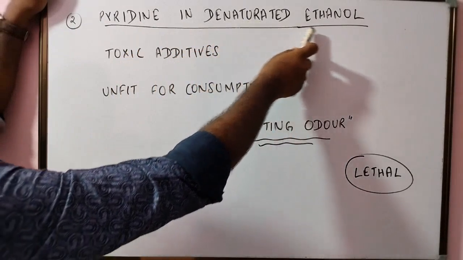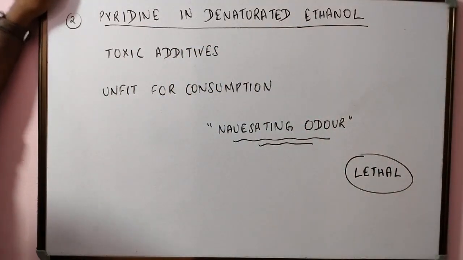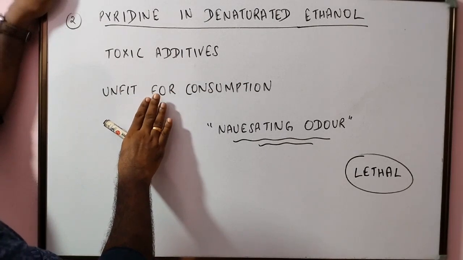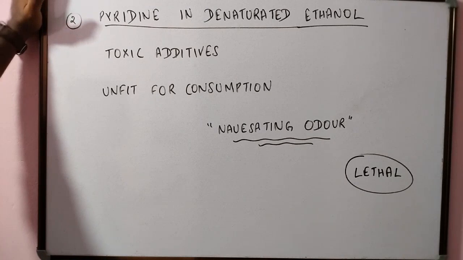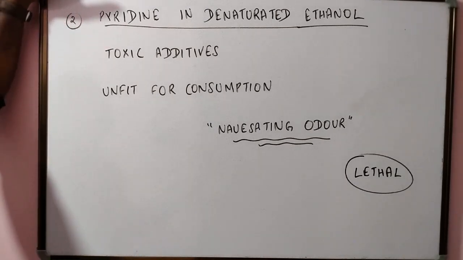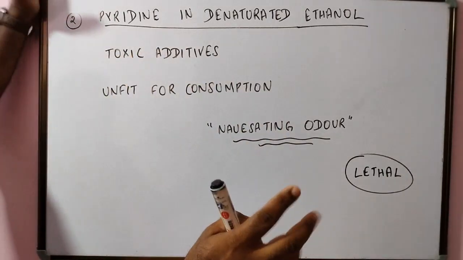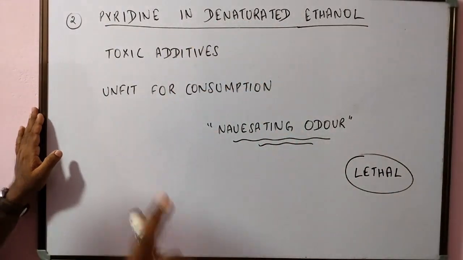Pyridine in denatured ethanol. A denatured ethanol is ethanol to which toxic additives have been added. Toxic additives are added to ethanol so as to make it unfit for consumption, so that the employees and workers working in an organization do not consume alcohol, and that the same alcohol can be used feasibly for industrial and laboratory purposes. To speak in broad terms, different additives have different purposes to play in a denatured ethanol.